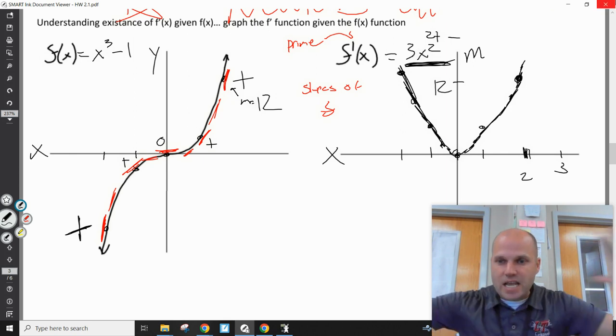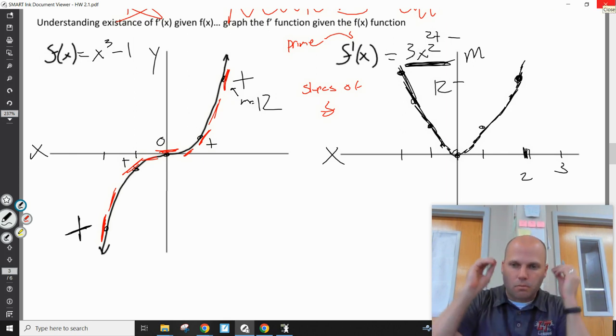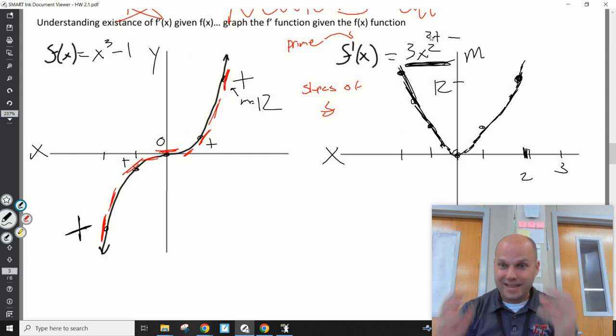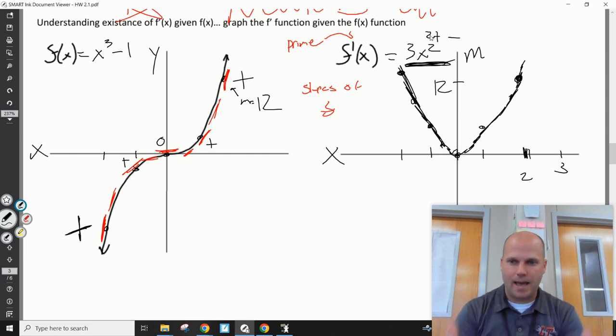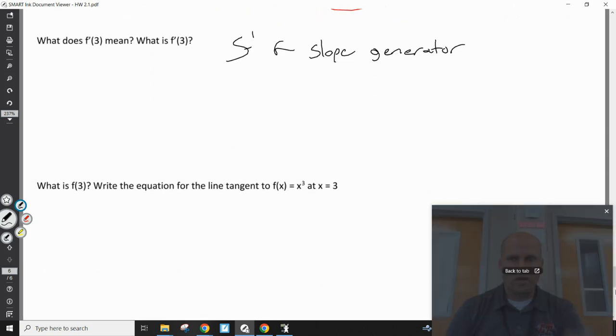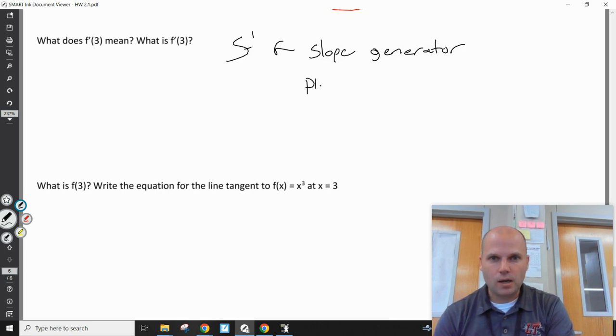You plug in any value you want, or any value you're mostly asked to plug in. You plug it into the equation. That value you get is an m. Okay? So it's a slope generator. When you plug x's into f prime, you get m's.